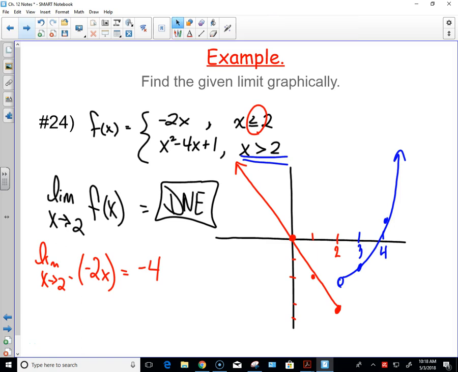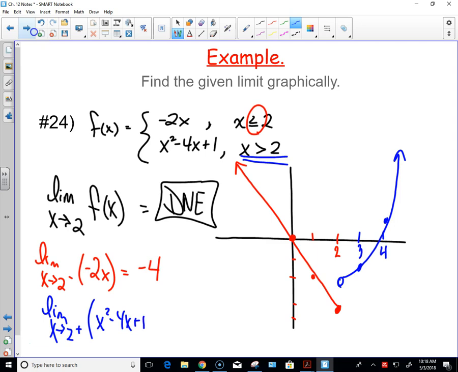If I come from the other direction, which would be the other piece, what should that one approach? Negative 3. Does it work with our trick of plugging in? 4 minus 12 plus 1, negative 3.